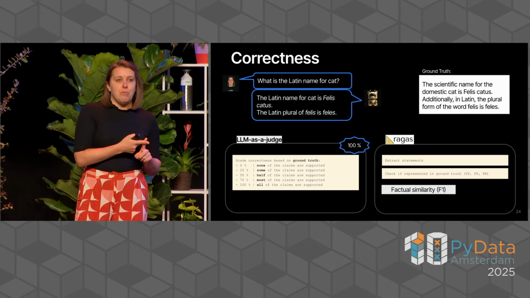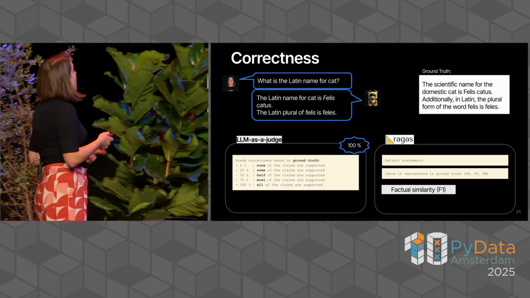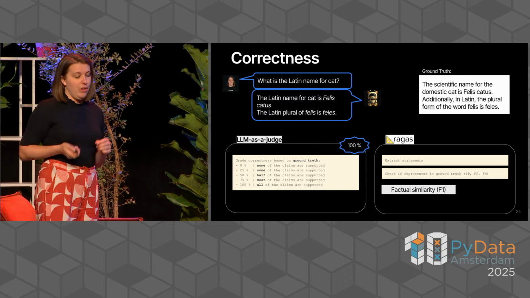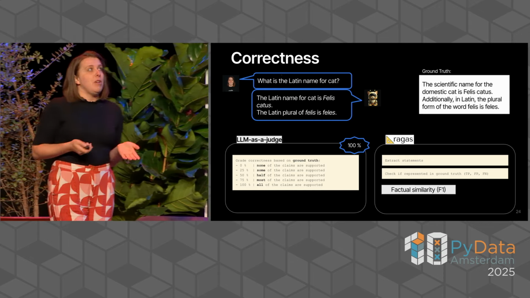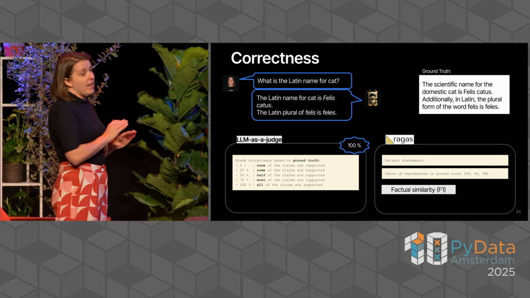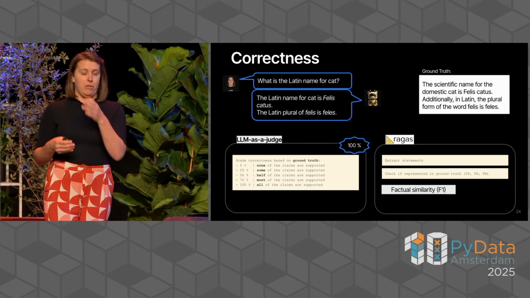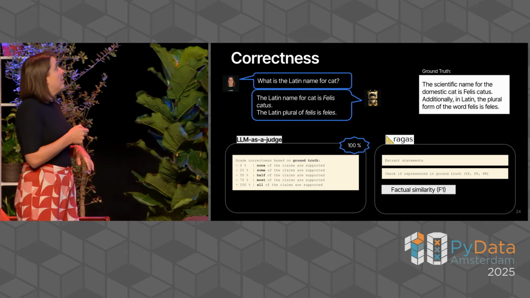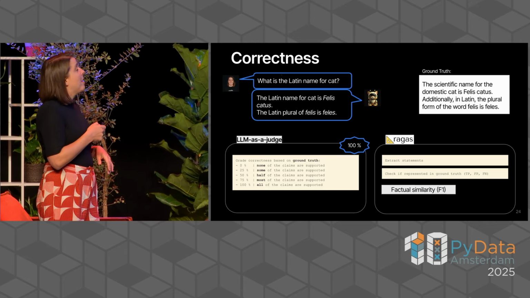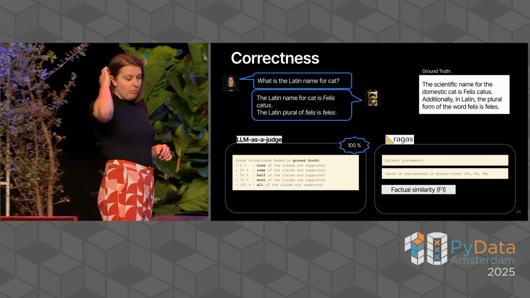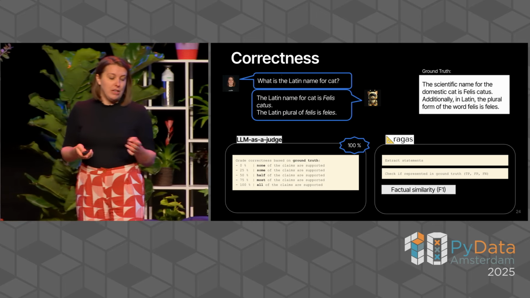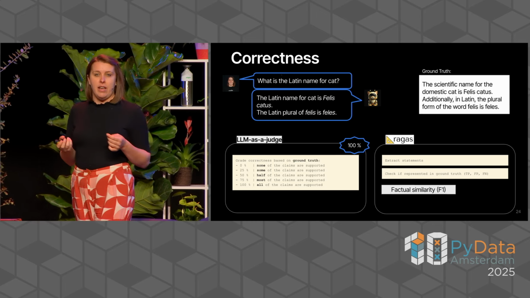True positive means a statement from the response is also in the ground truth. False positive means that a statement in the response is actually not in the ground truth, so that came from somewhere else. And a false negative is a statement that is in the ground truth, but it didn't make it into the response. And then based on these, a score called factual similarity, or F1 score, is calculated.